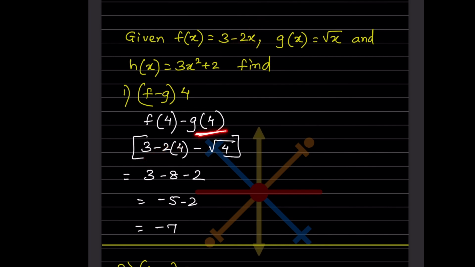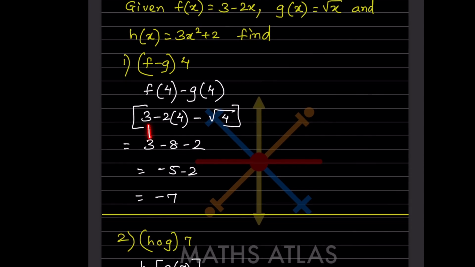Now let us see for g of 4. G of 4 means you are going to use this one. So in place of x you are going to put 4. So that will be root of 4. So now what will you do? You will solve this one. So this is going to be 3 as it is minus 8, and root of 4, this is the perfect square, that is going to be 2. So here when you solve this will be minus 5 minus 2, that is going to be minus 7.